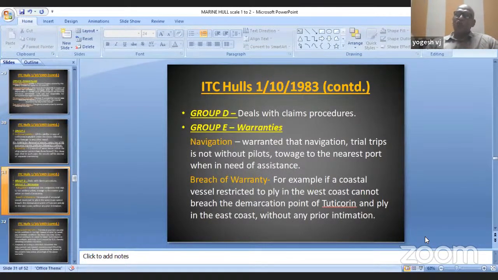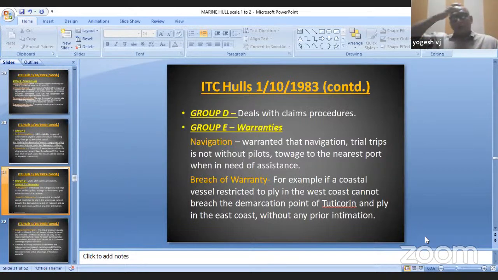Okay. Now Group D deals with the claims procedures. How the claim will be, where the claim will be lodged, what will be the number of days within which the claim has to be lodged, etc. Group E deals with warranties. Warranties mein aata hai navigation.